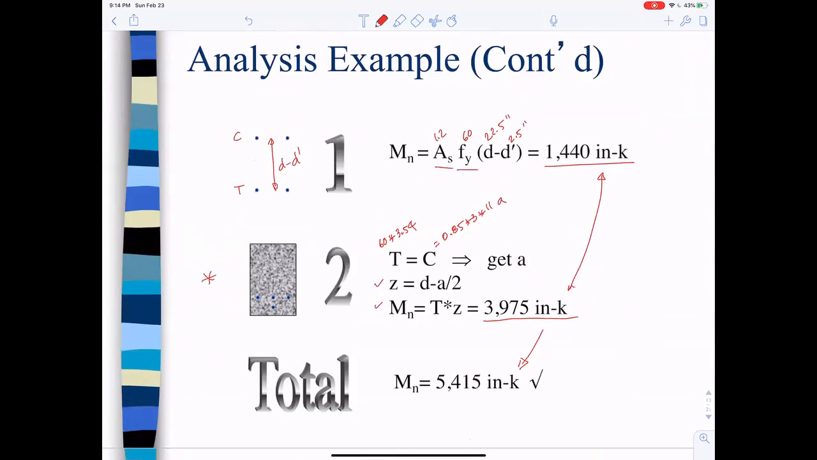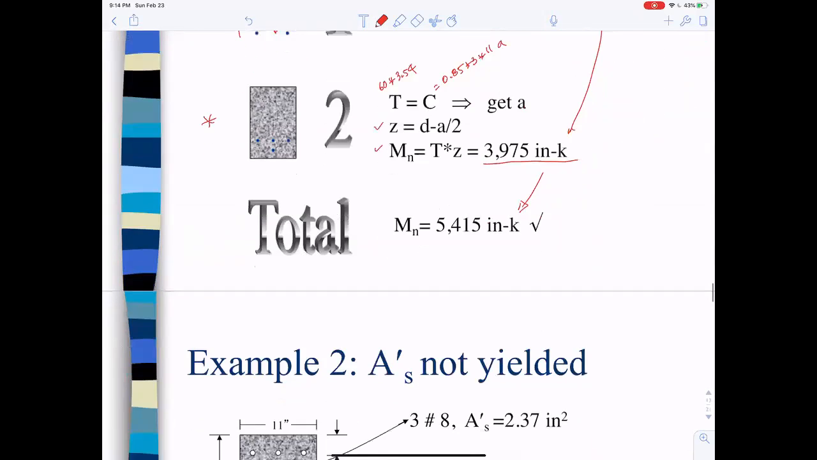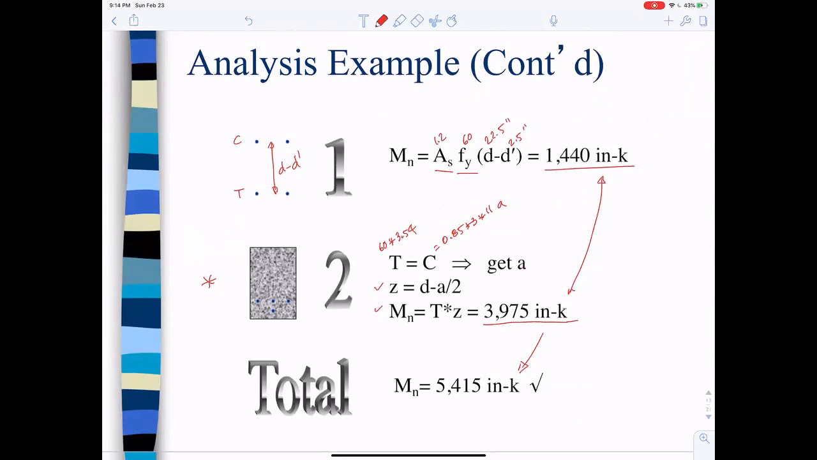And eventually what you would have to do, I'm going to skip it because we did it in the previous video, you get c equals a over beta 1, and then you verify that the strain in the compression steel is yielded, and then you know that the assumption was okay. But I'm going to skip that because we already did that. And so this is another way to do it.